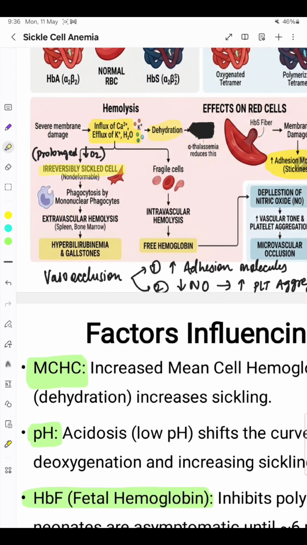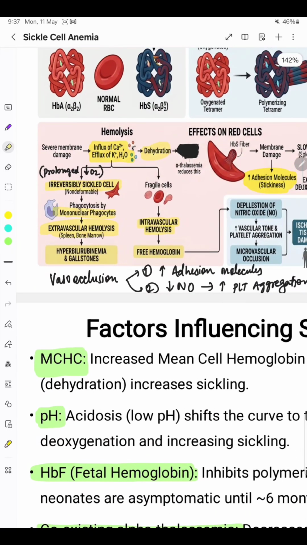Irreversibly sickled cells are phagocytosed by various mononuclear phagocytes in the spleen or bone marrow, resulting in extravascular hemolysis, which manifests as hyperbilirubinemia and gallstones. These RBCs are fragile due to membrane damage and may result in intravascular hemolysis and release free hemoglobin into the plasma.